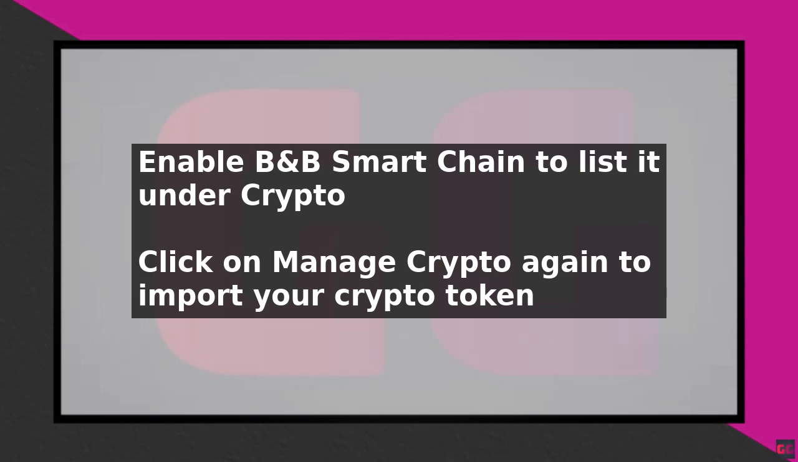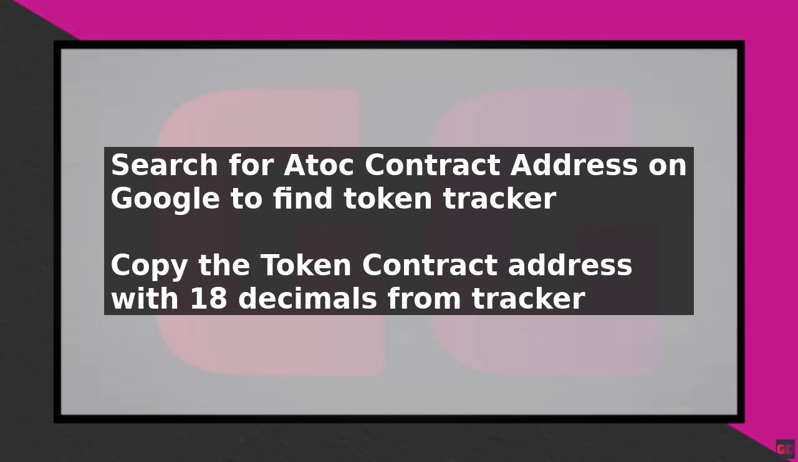To find the correct address, search for Atok contract address on Google and click on the first link, which should be the BNB Smart Chain Explorer Atok Token Tracker. Scroll down to the Other Info section. Find the token contract with 18 decimals and click the Copy button next to it.